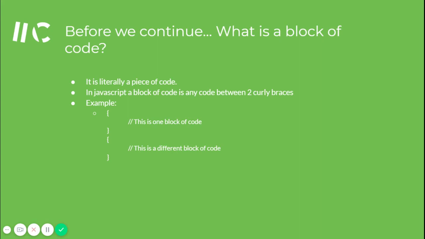So before we continue, what is a block of code? A block of code is just a piece of code surrounded by two curly braces. They are mostly used after statements, loops, or to define the body of a function. We will dive deeper into functions in another tutorial though, so don't worry if you don't understand this quite just yet.